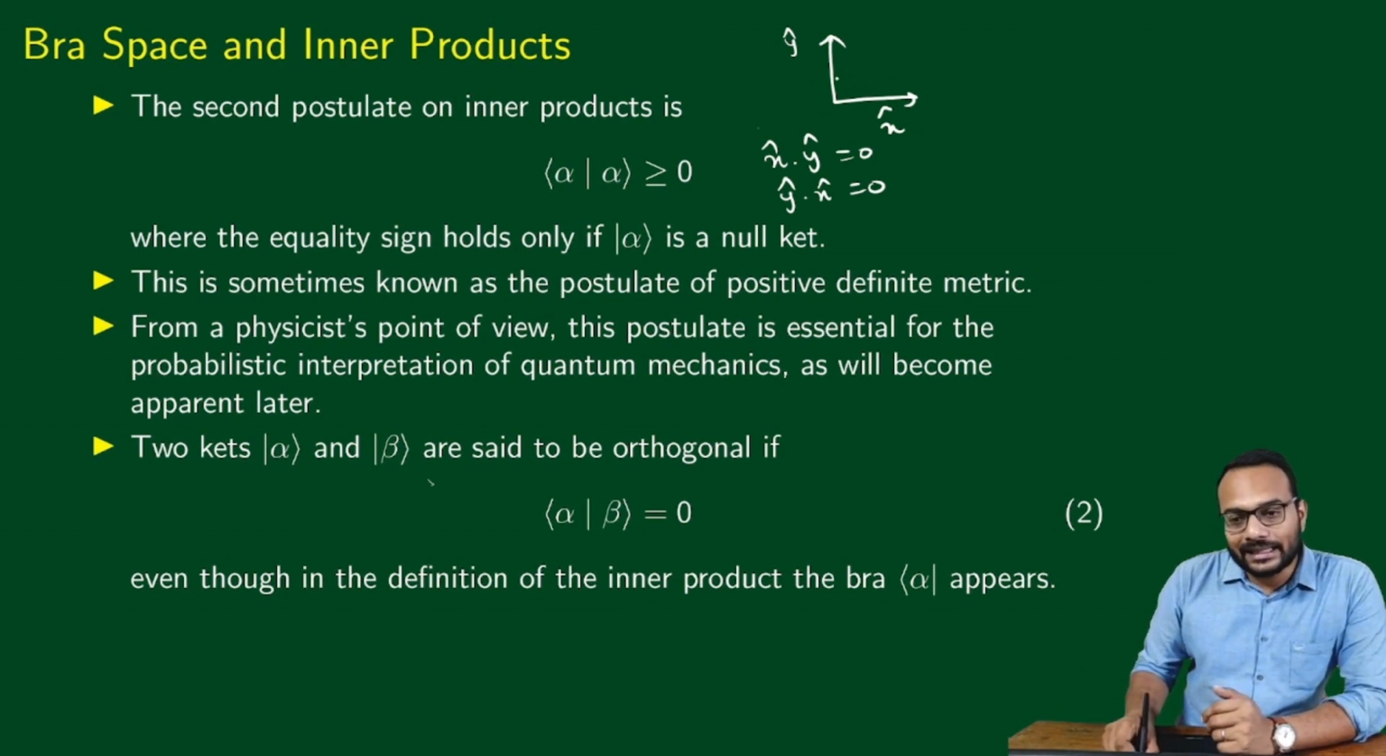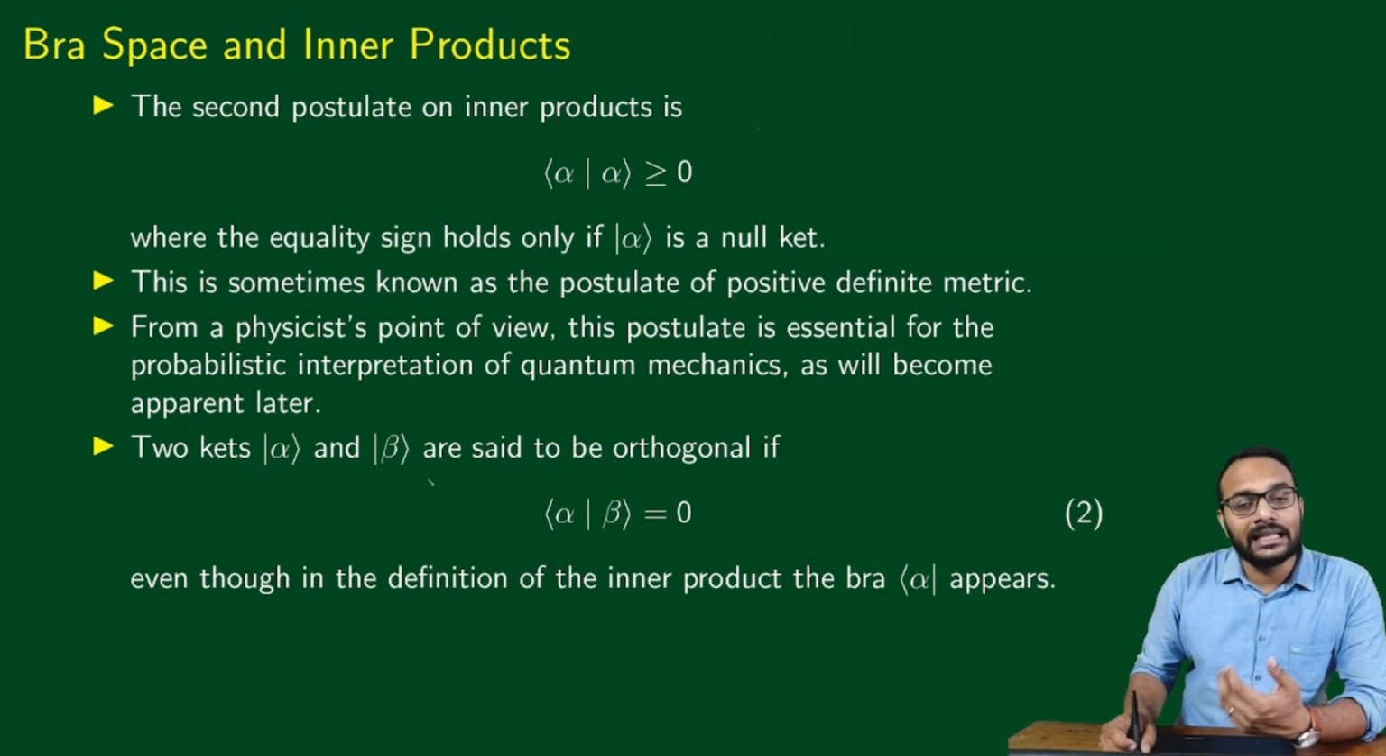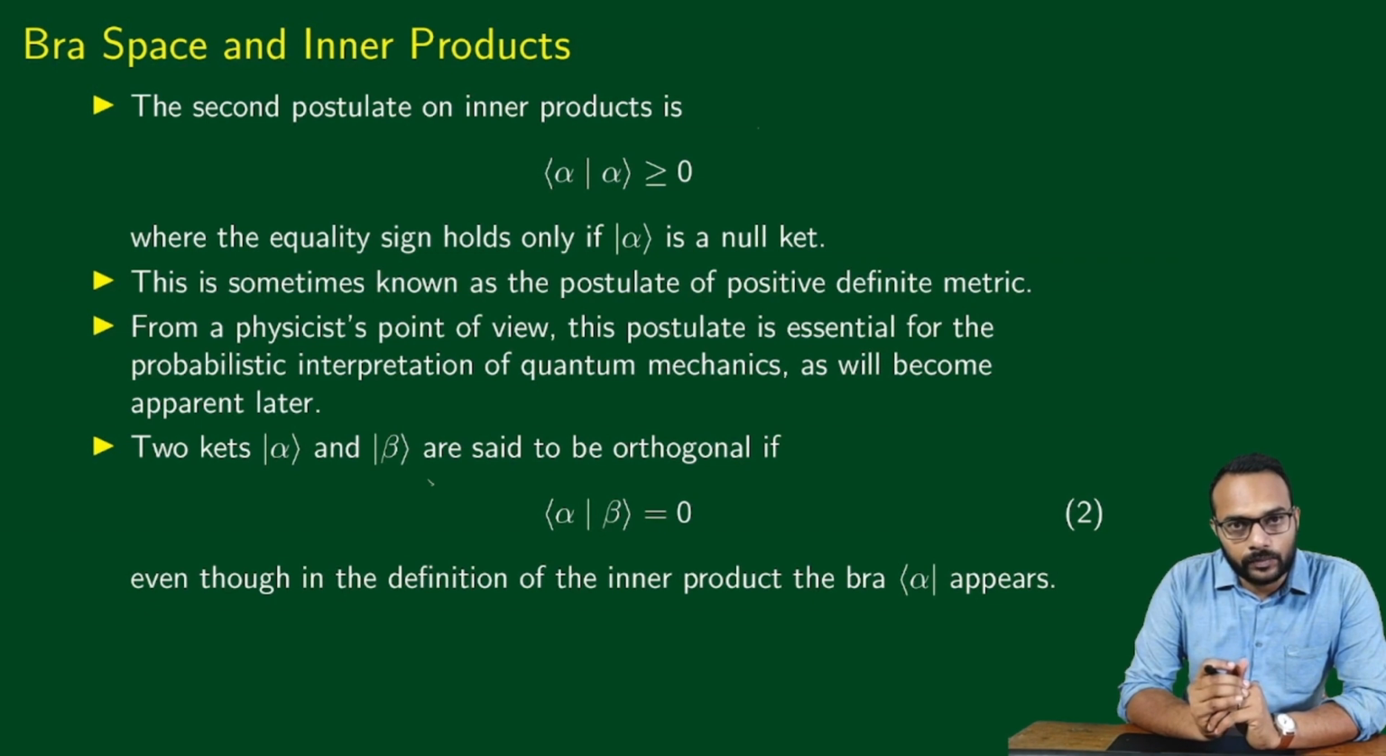So in the case of Euclidean vector space, orthogonal also means they are perpendicular, but that need not be the case. In general, we say that two vectors are orthogonal if their inner product is equal to 0.